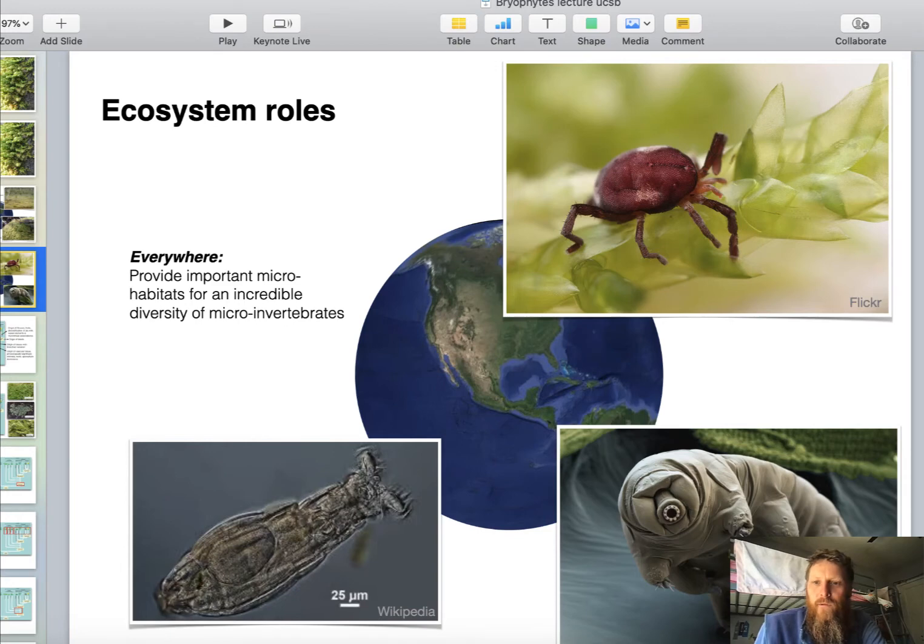And then finally, everywhere in the world, just like the bigger plants that you're used to looking at, provide really important habitat for all different kinds of animals and fungi, bryophytes do the same thing at a smaller scale. So everything from mites that you can see with the naked eye, all the way down to microscopic organisms like water bears and rotifers and a whole other host of organisms basically rely on the peculiarities of bryophyte physiology and the way they wet up and dry down, which we'll talk about, for their homes.